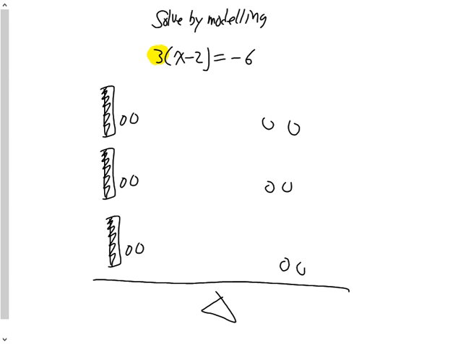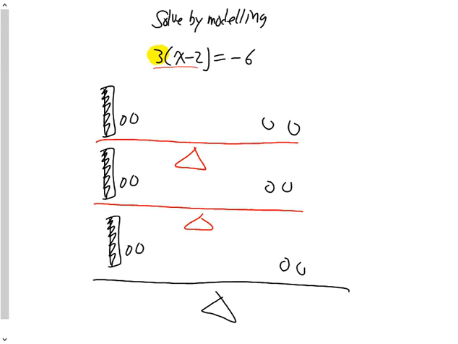Now, the other way I could have solved it by modeling is that if three groups of x minus 2 equals -6, and each group of x minus 2 is equal to -2. And what I essentially did is divide it into 3. So one group of x minus 2 is equal to -2. If I add 2 to both sides, I get x equals 0.